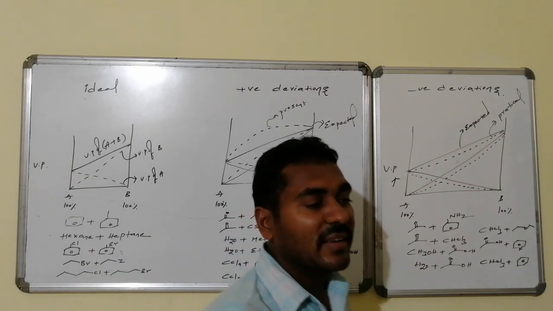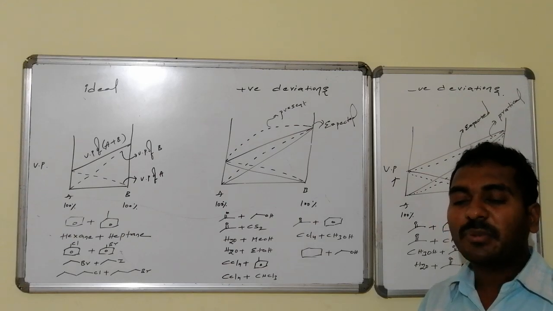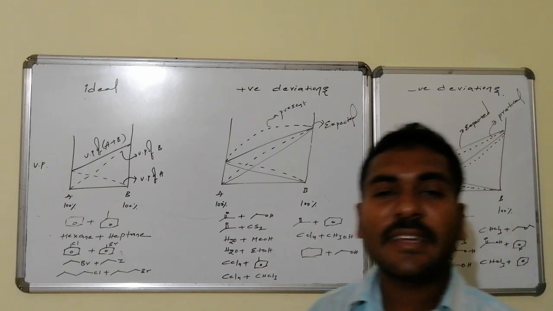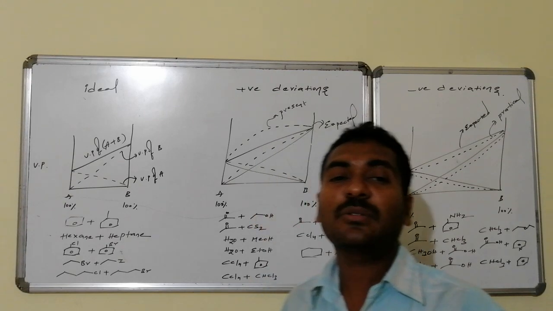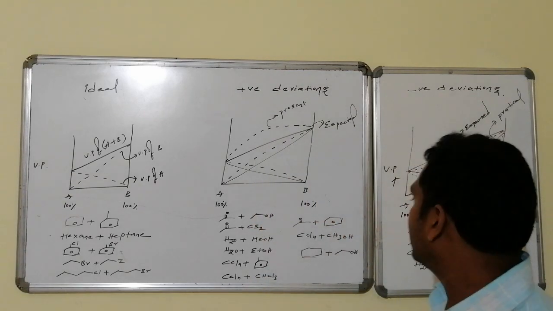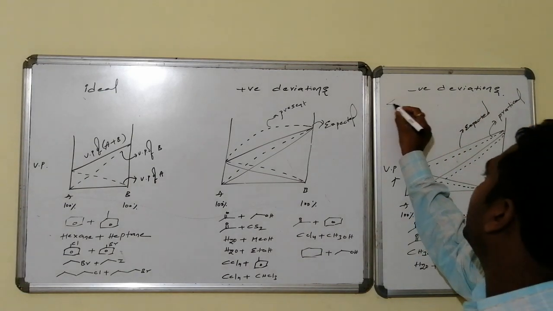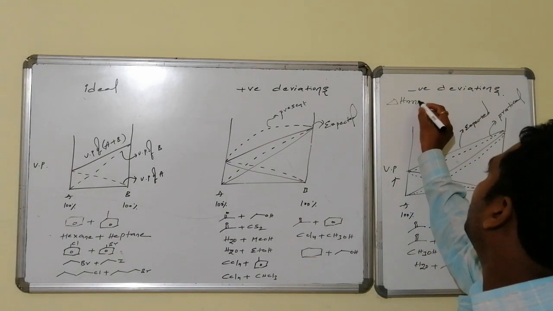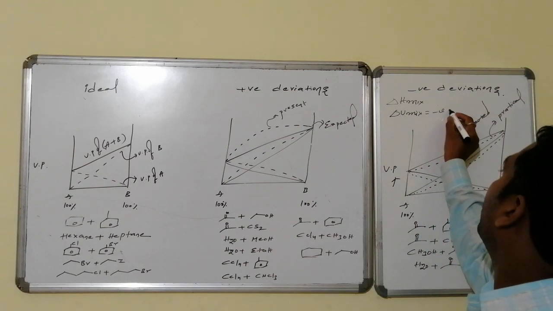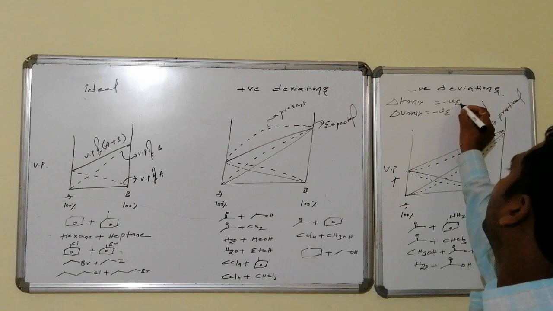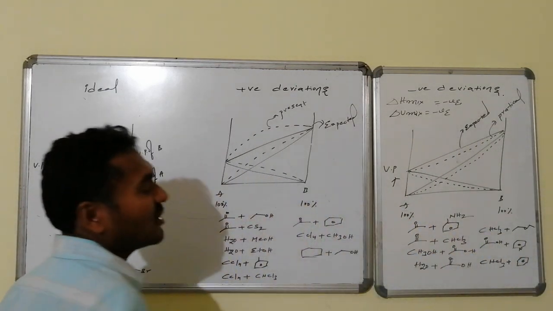Similarly, negative deviations: when interaction strength is stronger, molecules will be closer, so net volume decreases. Stronger interaction implies more energy will be given out. It is an exothermic process, delta H is negative. So these are said to be negative deviations. What is meant by negative deviation? Delta H mix and delta V mix are both negative. Volume decreases, and heat energy is also liberated. Those are all examples.